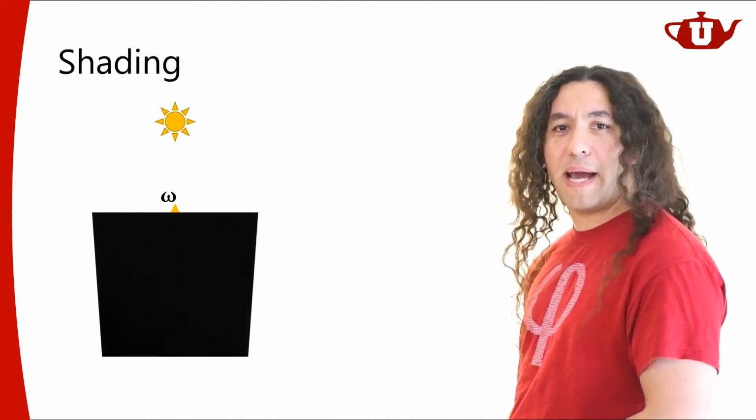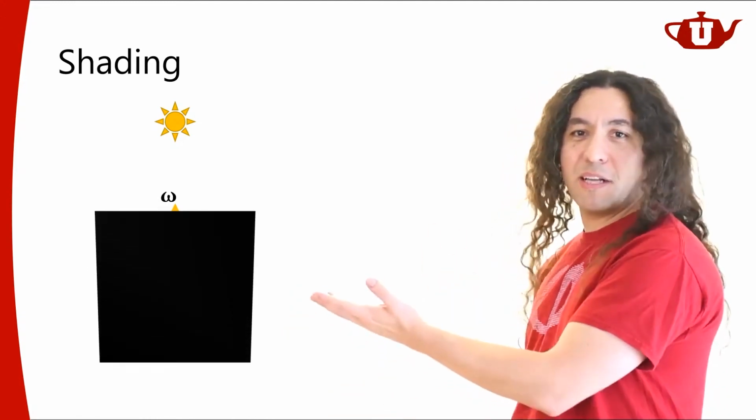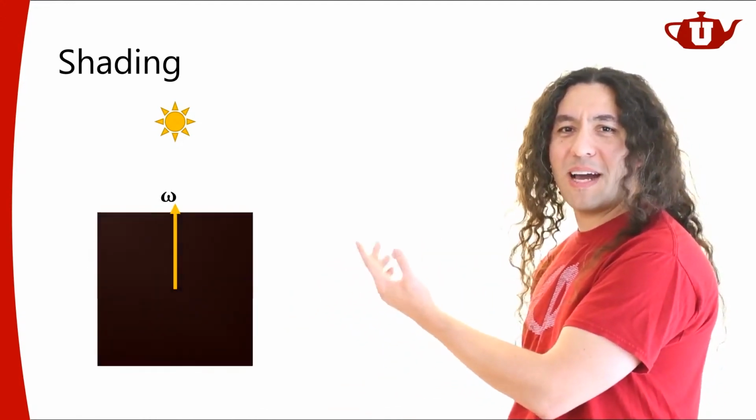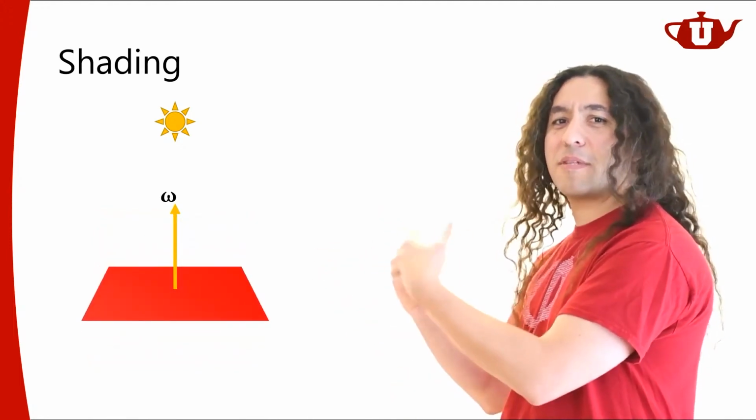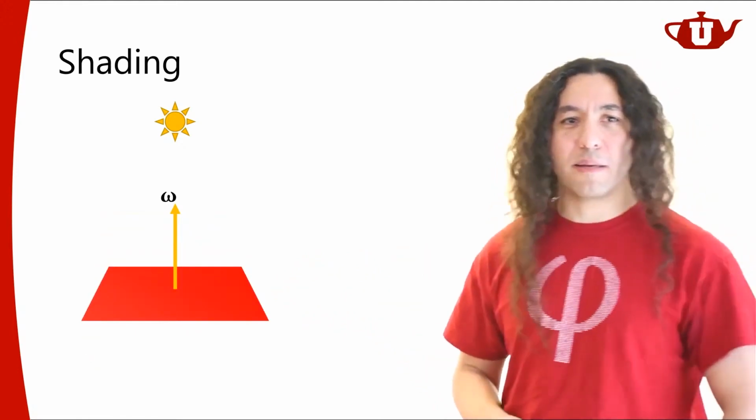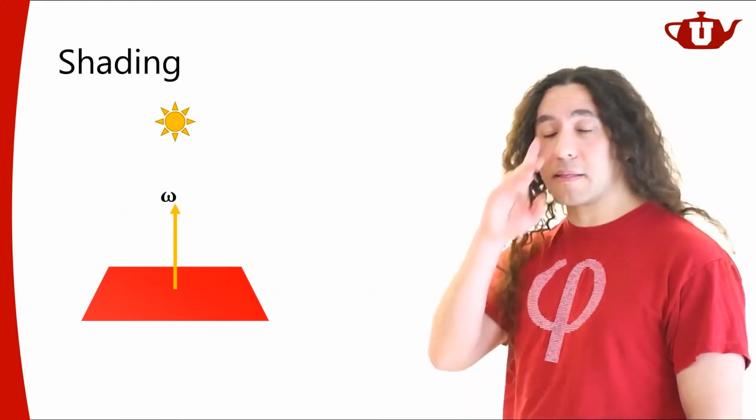So if I rotate it back, and still black. If I rotate some more, now I'm starting to get some light on the surface, and I rotate it all the way back. Now I'm fully getting some light on the surface, and I'm getting its full color.